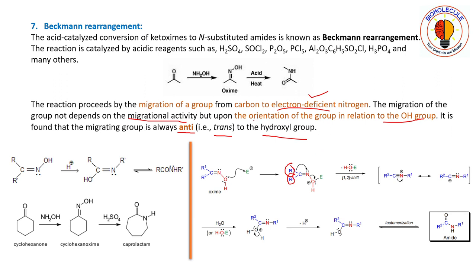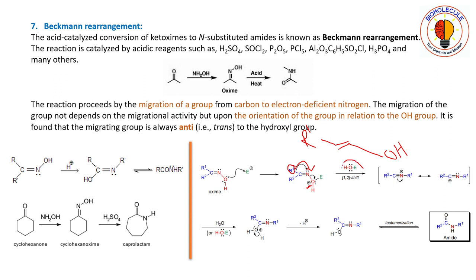What we will take is the orientation of the group relative to the OH group, that is the anti-orientation, trans orientation. So in this one we can see that R1 is anti. If you consider this double bond, here OH and here R1, so R1 is anti to OH. So now R1 will migrate over the nitrogen, and this nitrogen oxygen bond will break to neutralize the positive charge on oxygen.